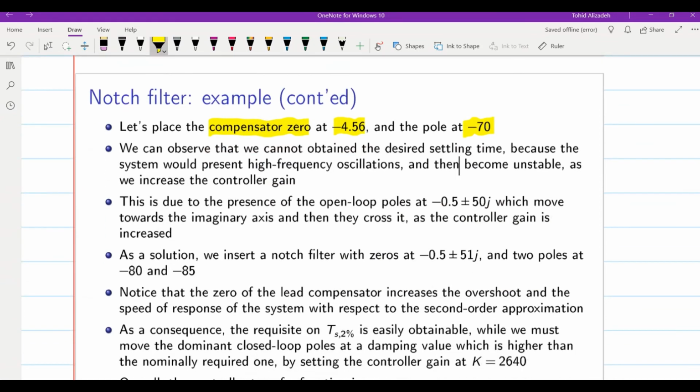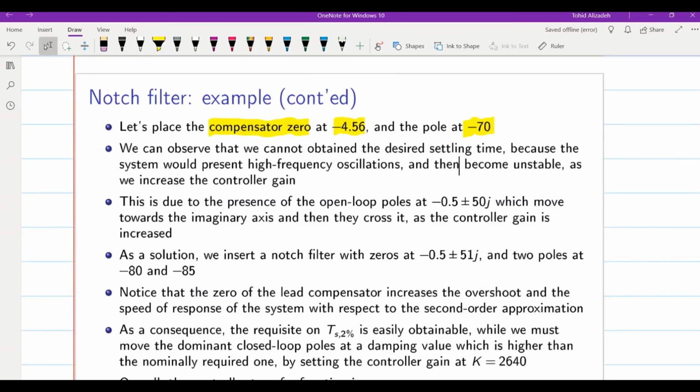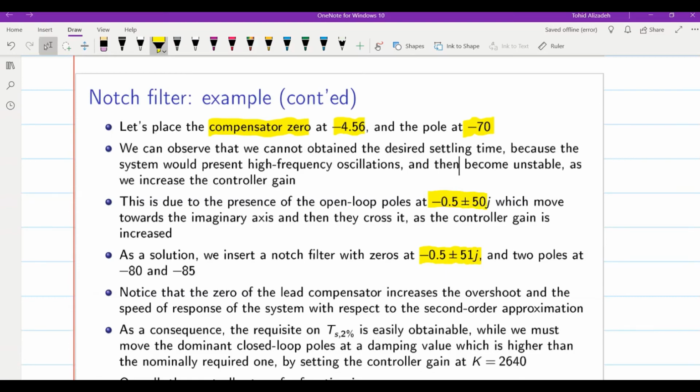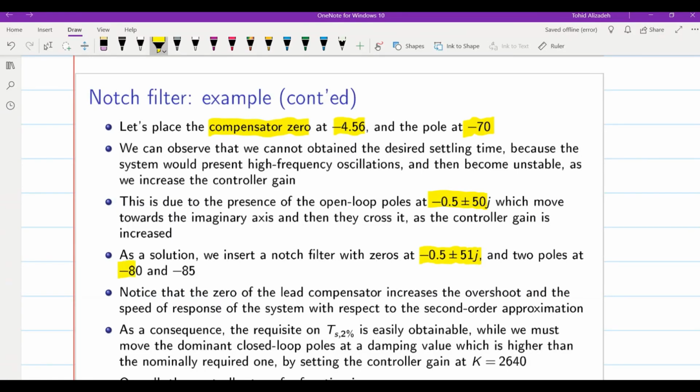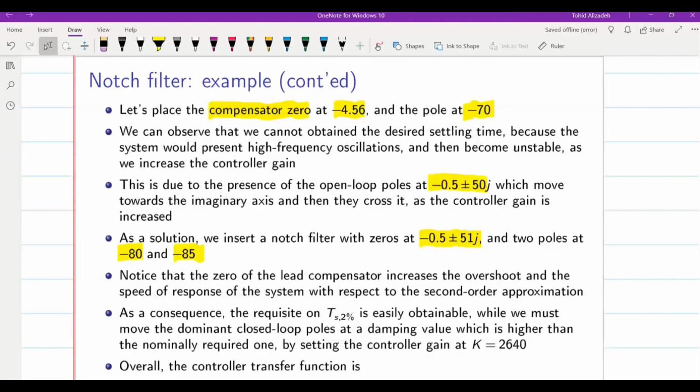To cancel the effect of those two poles at minus 0.5 plus minus 50j, we will place a pair of zeros at minus 0.5 plus minus 51j, so they will be pretty close to the poles that we have here. And then for our notch filter, we need to have two poles on the real axis. We will place them at minus 80 and minus 85. And then we will see what happens to the response of the system.